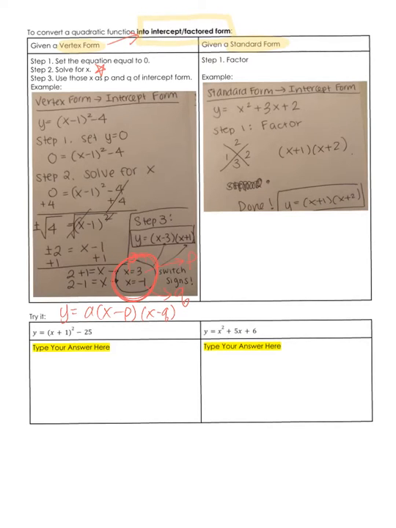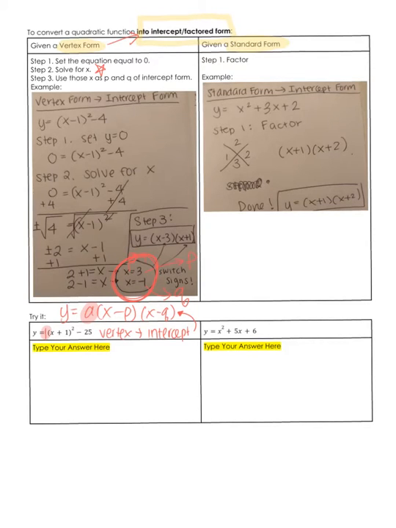So let's actually try it here. We have x plus 1 squared minus 25. This is in vertex form, and we want to change it into intercept form so that it looks like this. If you're wondering what a should be, a is right here. A stays the same, so a is going to be 1.